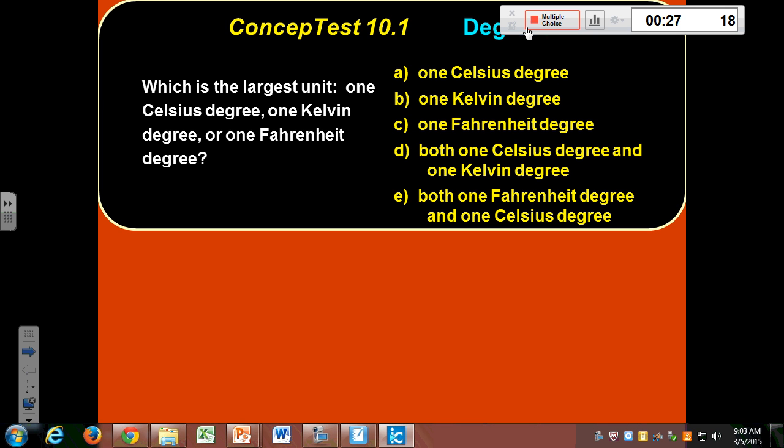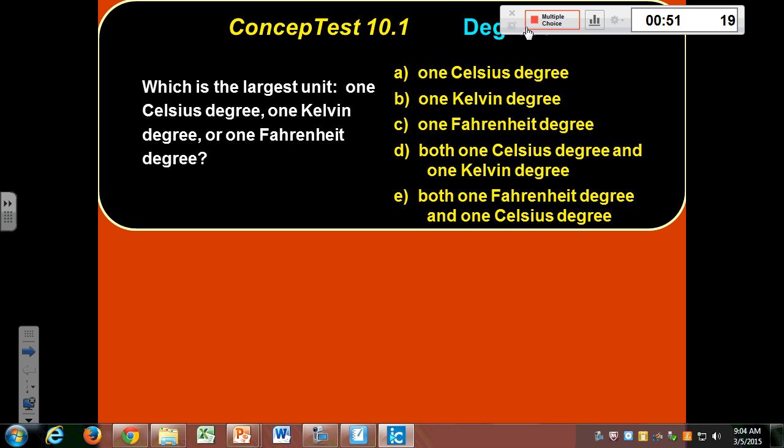Remember, these two scales are set up based on those physical properties. The Celsius and the Fahrenheit scale are based on the freezing and boiling points of water. The Fahrenheit scale says the freezing point is 32 and the boiling point is 212. And then the Celsius scale says those same are 0 and 100, right?